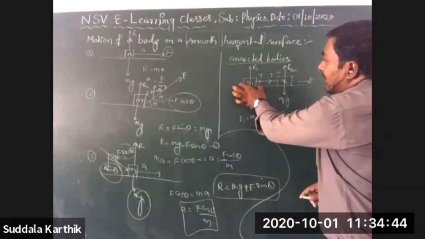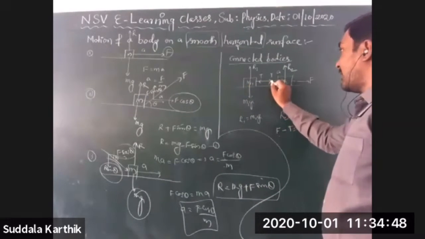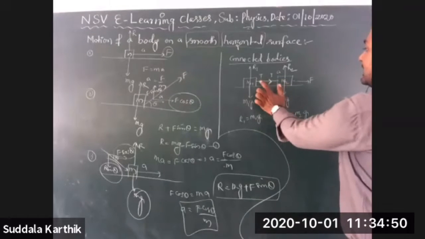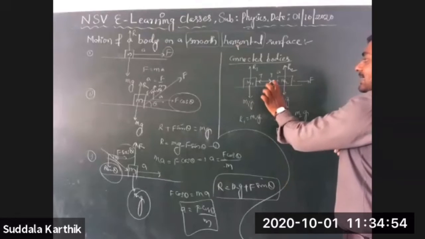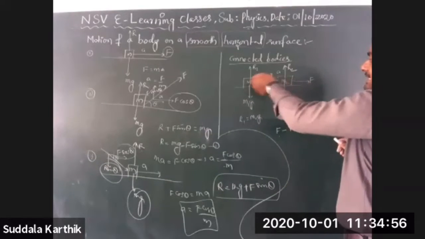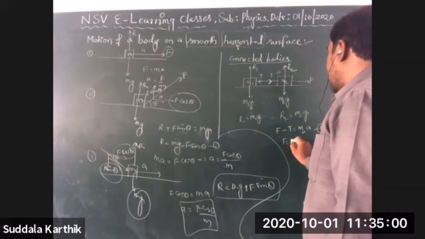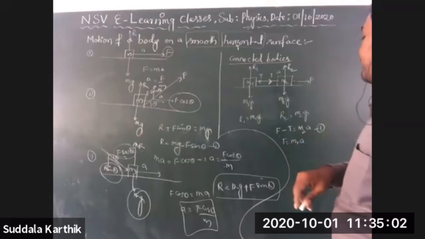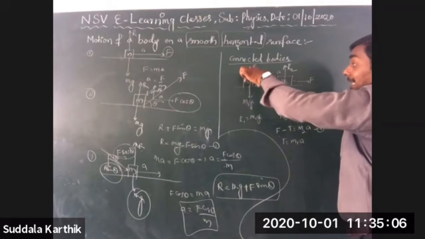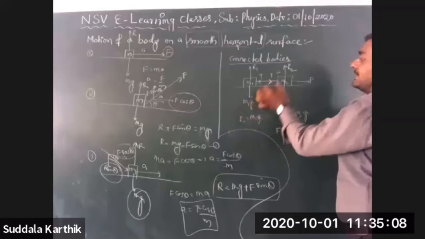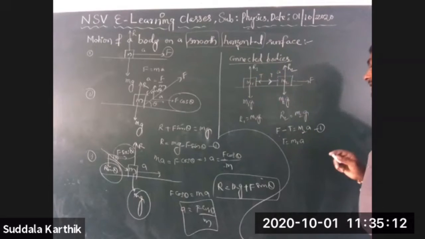Now for this one, how many forces are there? Due to this one, tension force is developed, that is T. Now it is moving in this direction only. So T is equal to m1 into a, because m1 is getting some acceleration, and that acceleration must be equal to the acceleration of the other body. That is m1 into a.